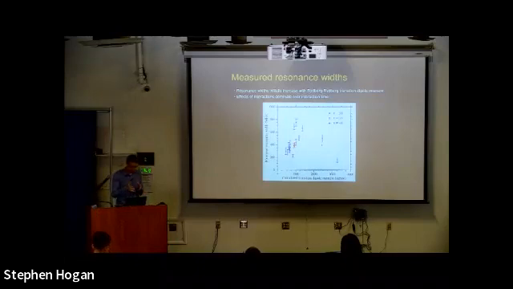What we can tell from this is that the widths are dominated by the interactions and not by the interaction time. So this indicates to us that we are in a regime where the collision energy is on the scale of the level of interaction.